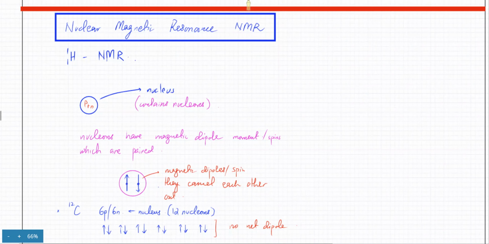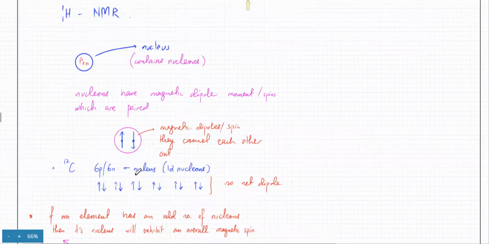We studied that a proton or a neutron has a magnetic field. It has a magnetic spin, a dipole. It's known as a magnetic dipole or a magnetic spin. And in a nucleus, the spins are paired, which is why nuclei don't really have a magnetic field most of the time, because all the magnetic fields are paired. So the north pole and the south pole are going to cancel each other out.